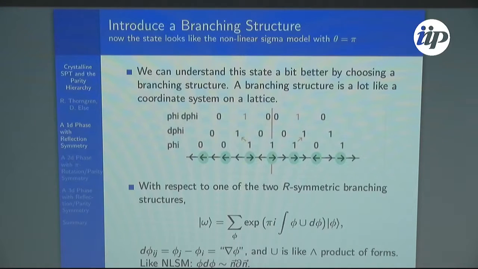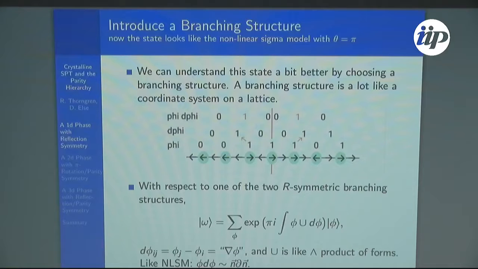Okay, so there's a way I like to think about the mathematics of these phases. It's working on the lattice. I like to work in the continuum, really, with gradients and wedge products and things. And we can actually do these sorts of things on the lattice, but what we need to choose is something analogous to a coordinate system. It's a branching structure. And what a branching structure is, it's just a local ordering of the vertices.